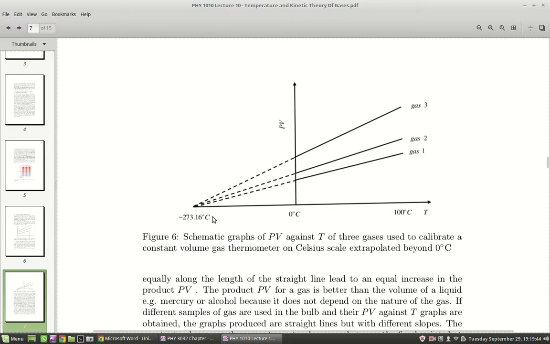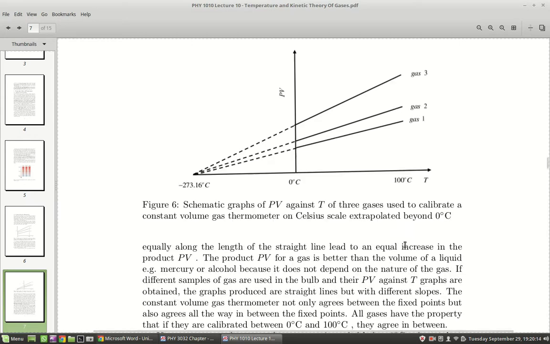We start from here. Instead of being minus 273.15, this point becomes 0 Kelvin. We set this to be 0 kelvins. If this becomes 0 kelvins, then what is 0 degrees Celsius here becomes 273.15 kelvins. Then what is 100 degrees here becomes 373.15, like that.